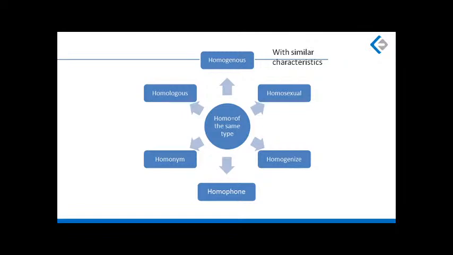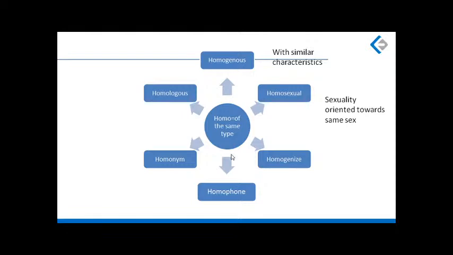Then you have homogeneous, things which are put together and have similar characteristics. Those are called homogeneous. The exact opposite of homogeneous is heterogeneous. In heterogeneous, you rarely find similar things. Majority of the things are different from each other. Heterogeneous is also called a mixed bag. So you have homogeneous, you have heterogeneous. Then homosexuals, those whose sexuality is oriented towards the same sex.